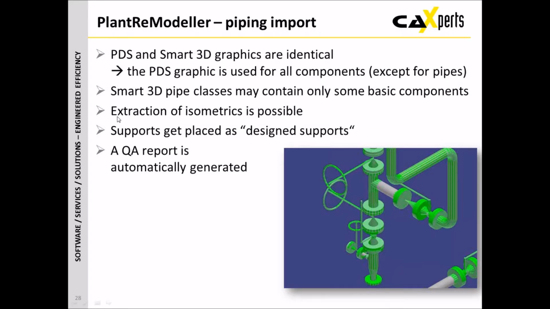Having delivered that, extraction of the isometrics is possible. Supports get placed as design supports. And what we also do is generate a quality assurance report automatically. So this will verify that these components have actually been placed, and not only that, that they've actually been placed in exactly the right position. So we've got a very good, comprehensive quality report to know that what we started with is what we've ended up with. There will be some requirement for manual intervention at the end of this, but we use that report as the basis for doing that.